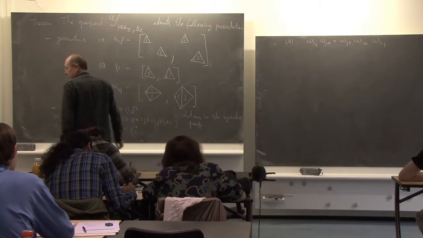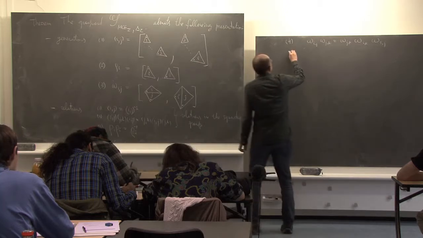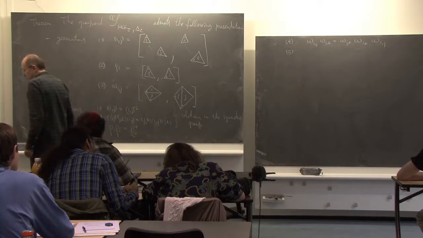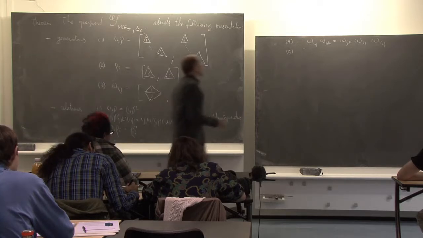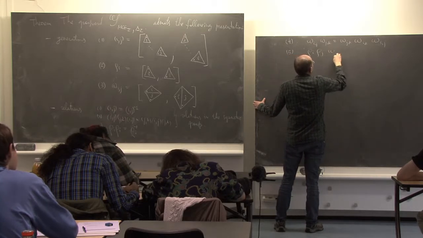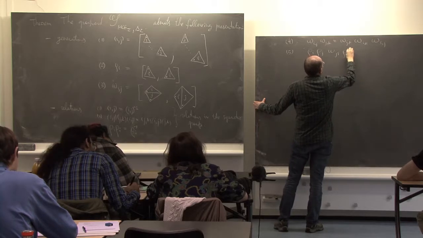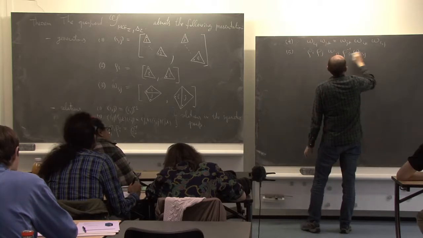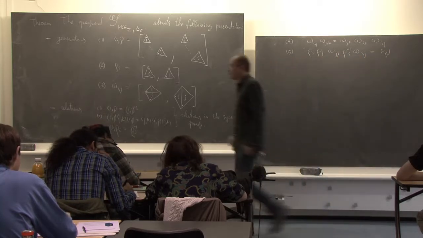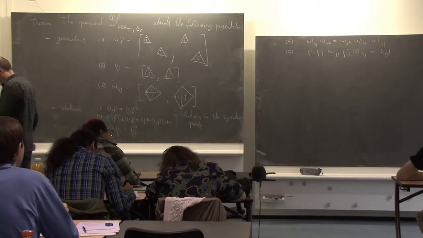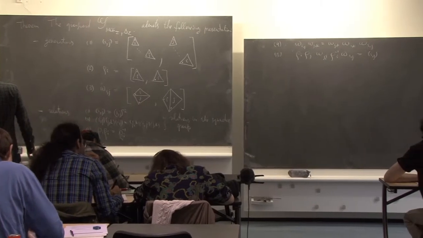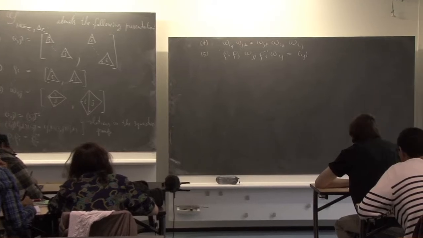So there is a fifth relation which mixes up all three generators. And it is the following: rho ij, rho j, omega ji, rho i inverse, omega ij. This is equal to the permutation ij. We will come back to this relation as well.